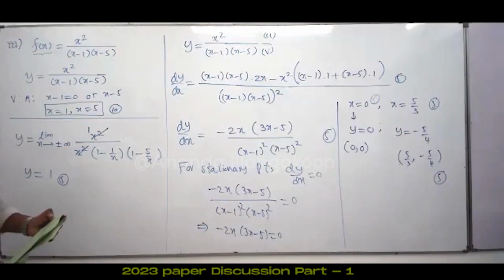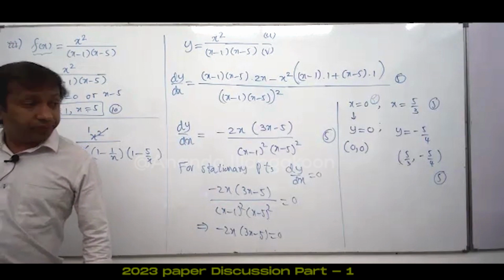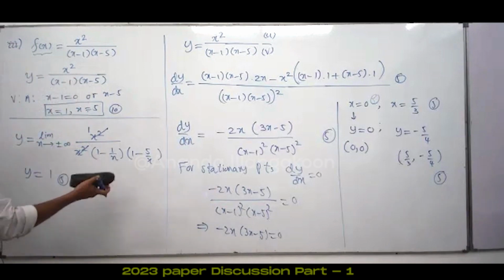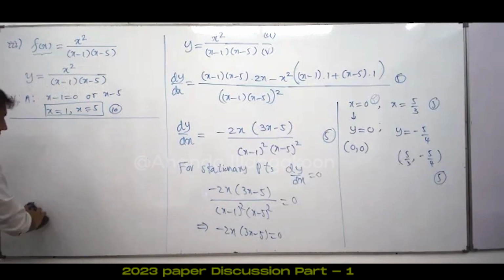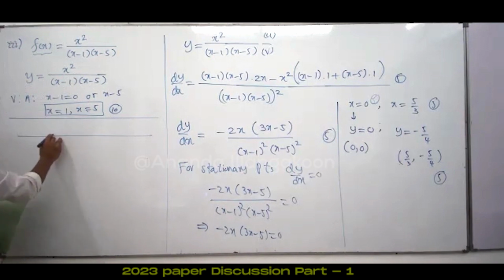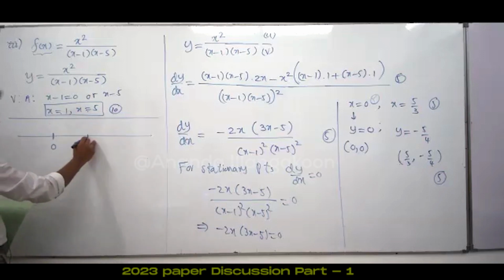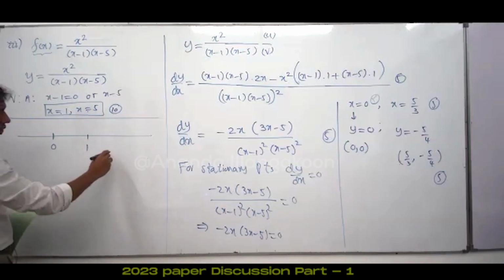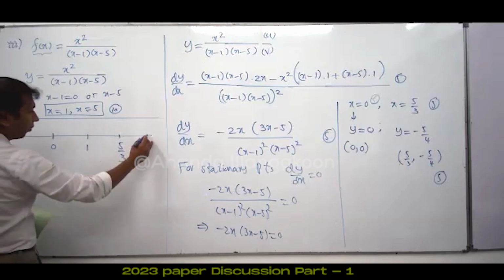Now you know, right? We need a table to draw this graph. On this table, we first mark the x values of stationary points and vertical asymptotes. Stationary point x equals 0 and vertical asymptote x equals 1. The other stationary point coordinate is 5 by 3. The other vertical asymptote point is 5.